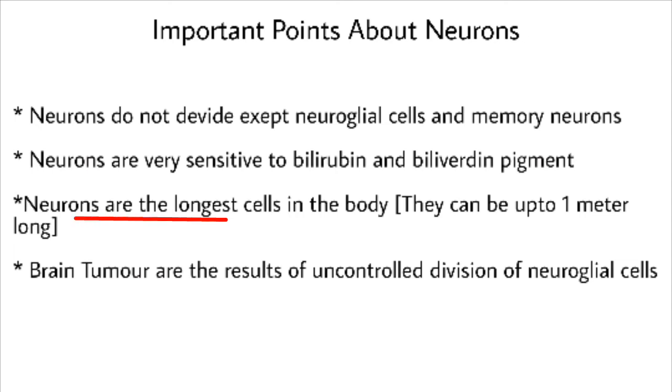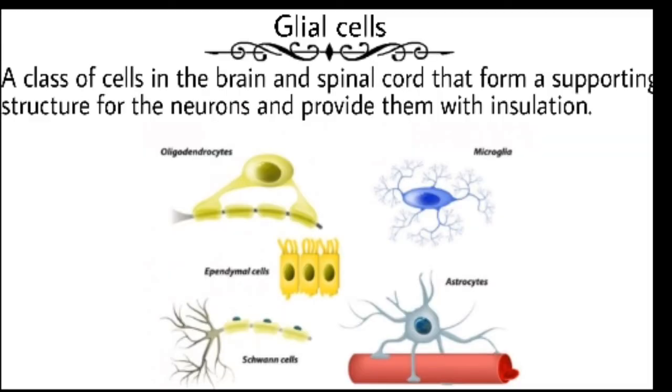Neurons are the longest cells in the body. They can be up to 1 meter long. The brain tumors are the result of uncontrolled division of neuroglial cells. Now, what are glial cells then? It is a class of cells in the brain and spinal cord that form a supporting structure for neurons and provide them with insulation. Now, there are many kinds of glial cells which include oligodendrocytes, microglial cells, ependymal cells, astrocytes and Schwann cells. Now, these are very technical terms, so try to remember all of them.